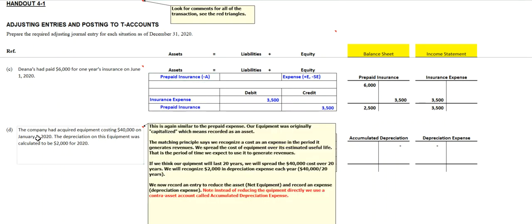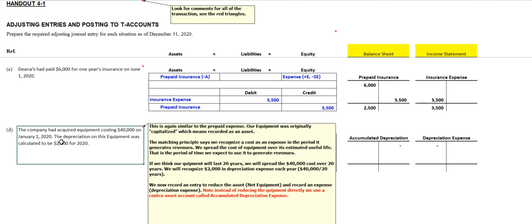Item D. The company had acquired equipment costing $40,000 on January 1, 2020. And we're told the depreciation expense on this equipment is calculated as $2,000 for the year 2020. Again, this is similar to prepaid expenses, our prepaid insurance, our prepaid rent. Our equipment was originally capitalized, again, recorded as an asset. The matching principle says we recognize a cost, in other words, record an expense in the period we use it to generate revenues. So we're going to spread the cost of this equipment over its estimated useful life, which in this case happens to be 20 years.